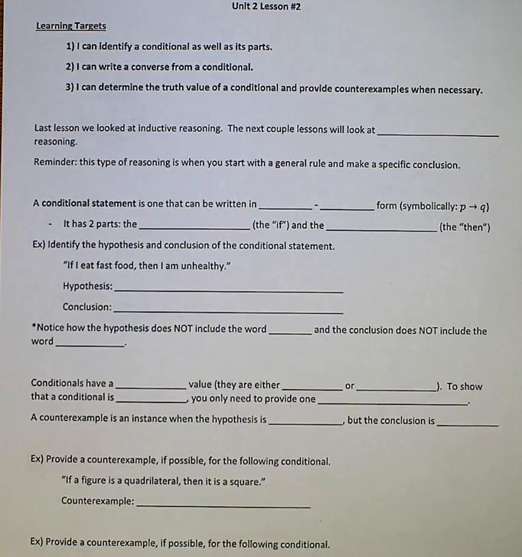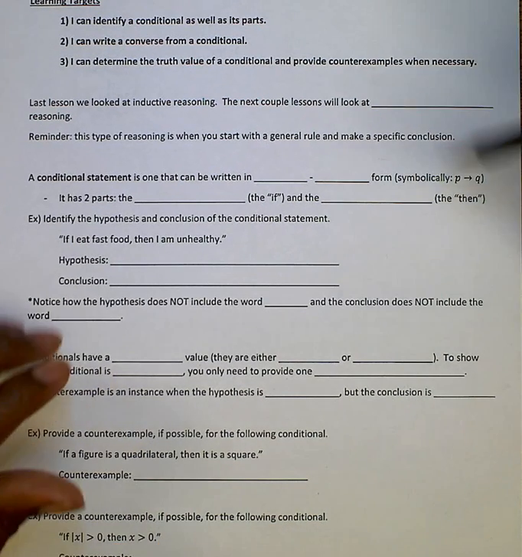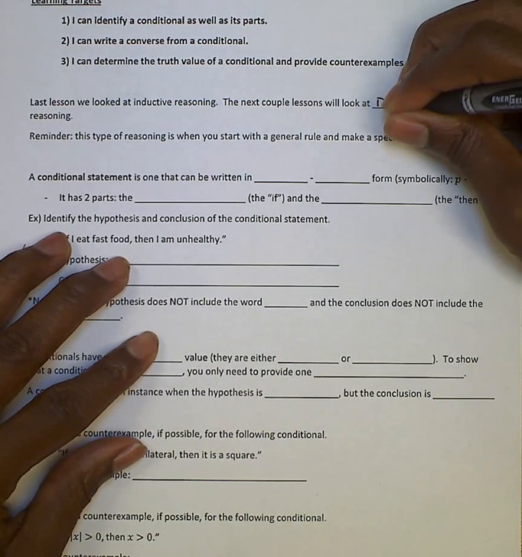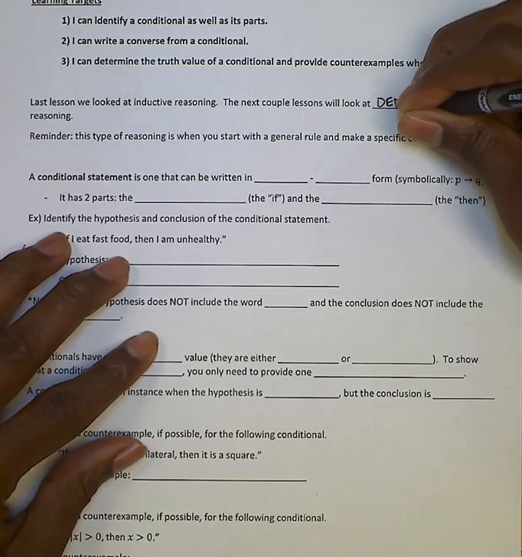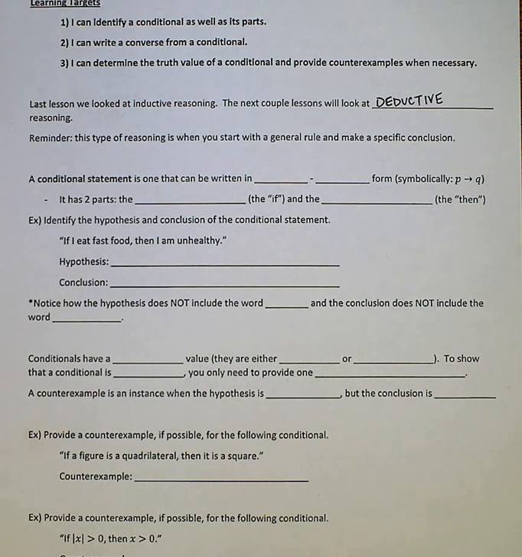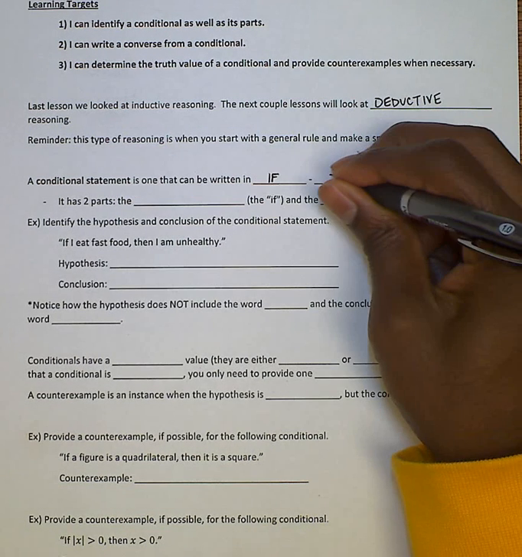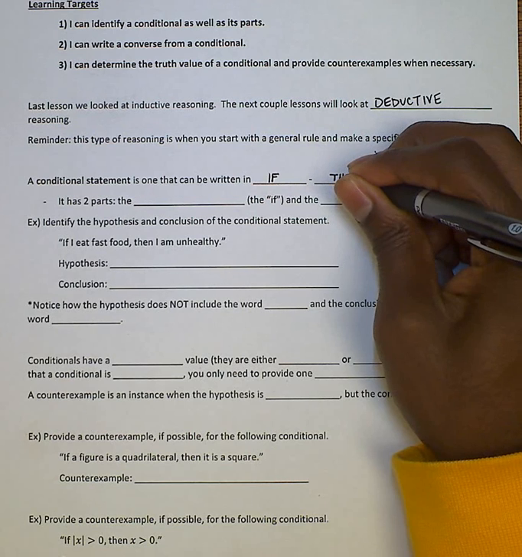Okay, last lesson we looked at inductive reasoning, and the next couple of lessons we'll look at deductive reasoning. Remember, deductive reasoning is when you start with a general rule and you make a specific conclusion. So, we'll start with a conditional statement. A conditional statement is one that can be written in an if-then form. So, if this, then that.